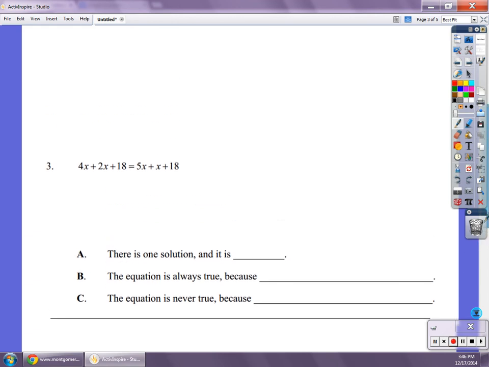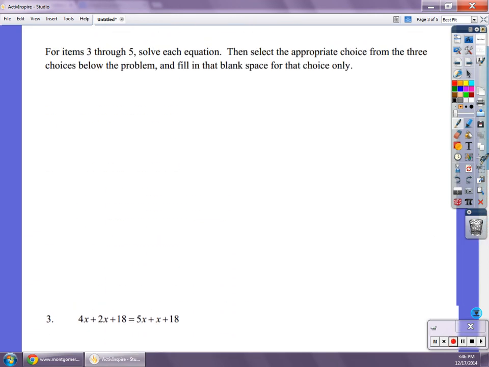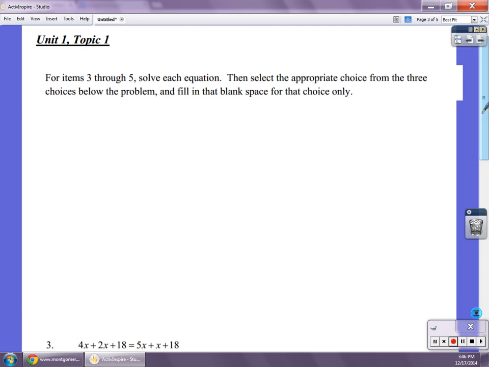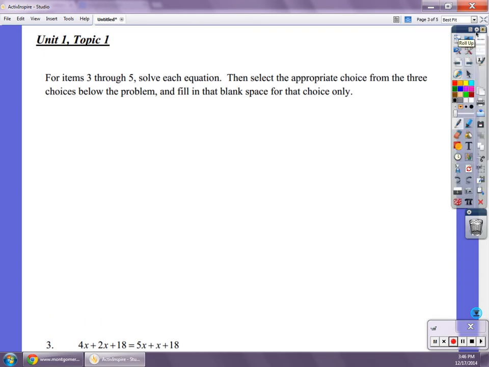I have my empty space up here, and I'm actually going to write a little note to remind us about one solution, always true, and never true. Okay, let's start with one solution.